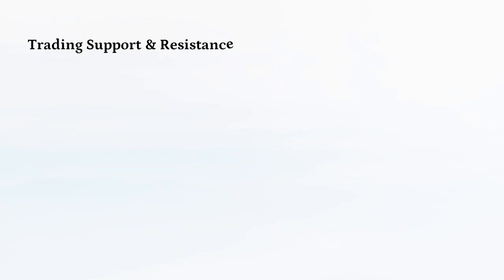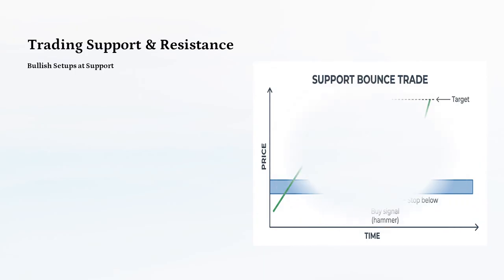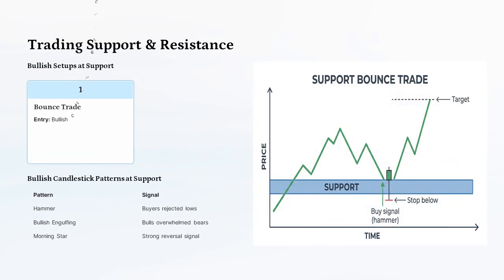Now, let's put it all together. How do you actually trade using support and resistance? Bullish setups at support. There are 2 main approaches to trading support. The bounce trade. You wait for price to reach the support zone. Then you wait for a bullish candlestick pattern to form, a hammer, a bullish engulfing, or a morning star. You enter on confirmation from the next candle. Your stop loss goes below the support zone, typically 5 to 10 pips below, or 1 ATR, average true range. Your target is the next resistance level above.